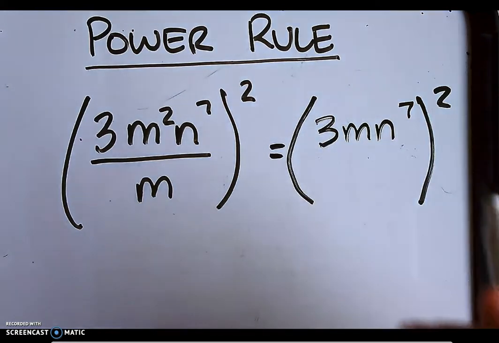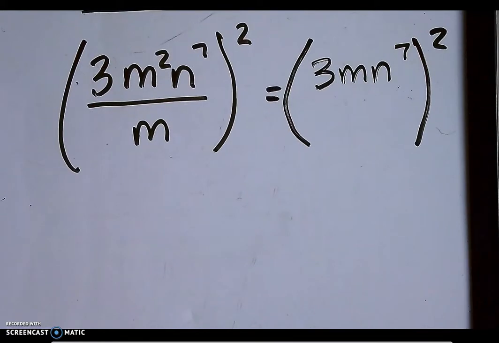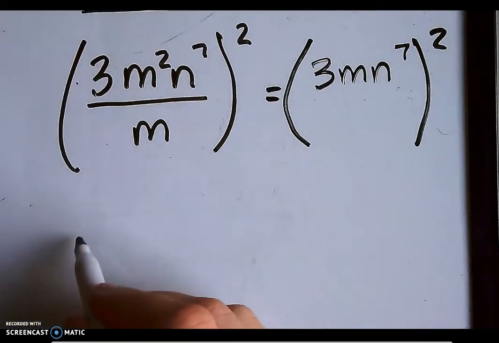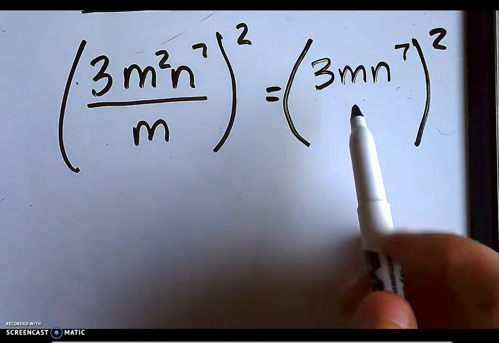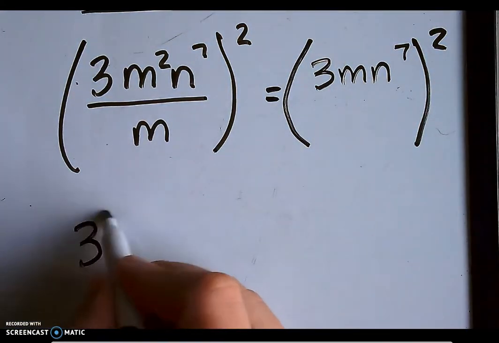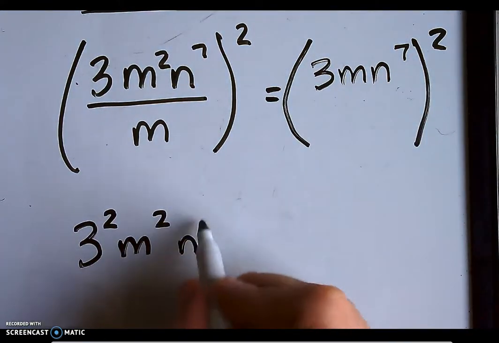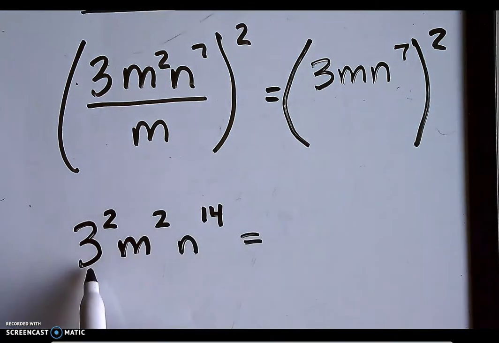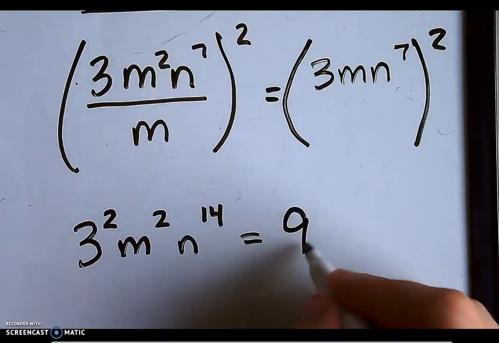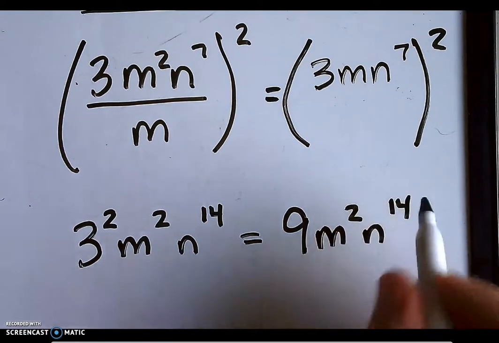What we do now is just apply the basic power rule that we learned from the first video or the second video. So in this case, this exponent gets applied to everything inside the parentheses. So we get 3 squared, we get m squared, and then we end up getting n to the 14th. The only difference is that we need to simplify by solving 3 squared, which is 9. So we have 9 times m squared times n to the 14th, and that's our final answer.